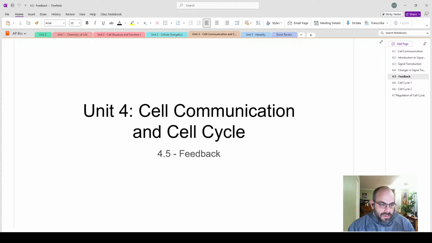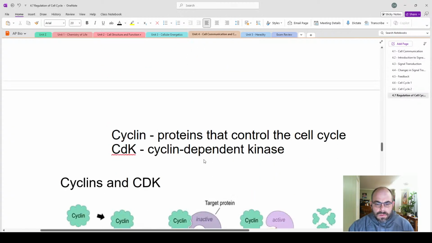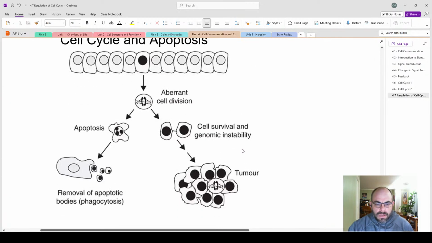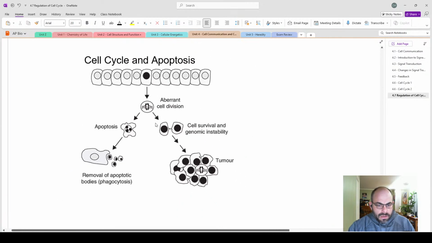I think I skipped one up here, talking about cancer again, maybe. Yeah. All right. Cancer is essentially when there is unregulated cell division, right? So the cell is unable to, say, stop dividing.